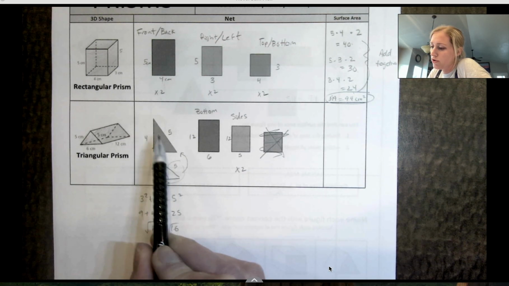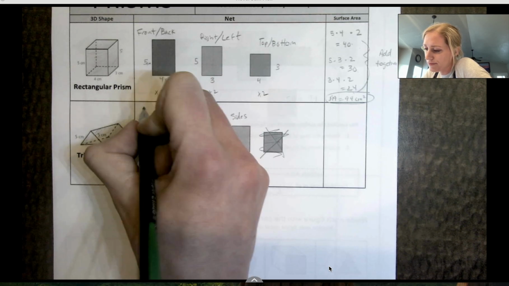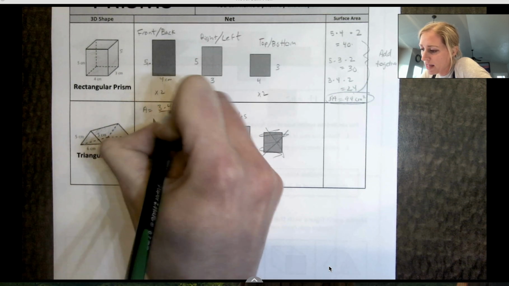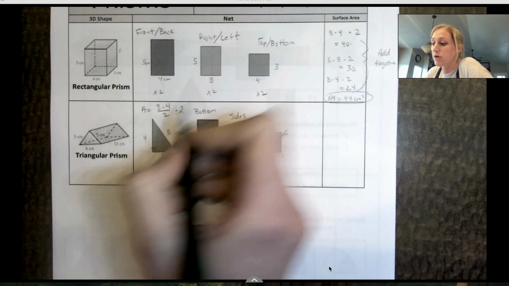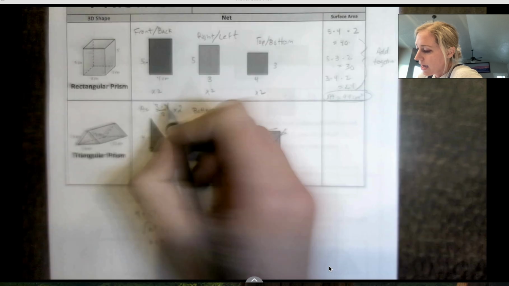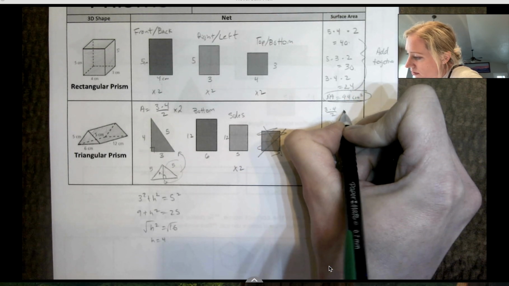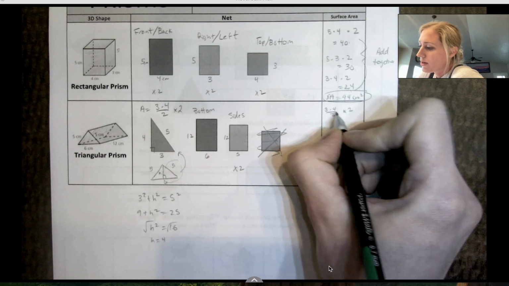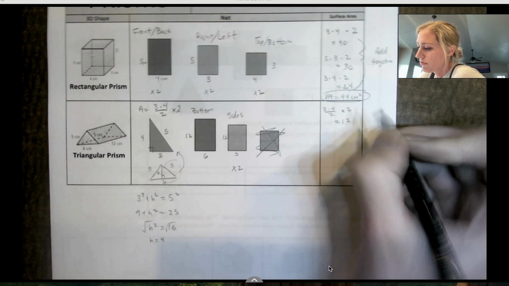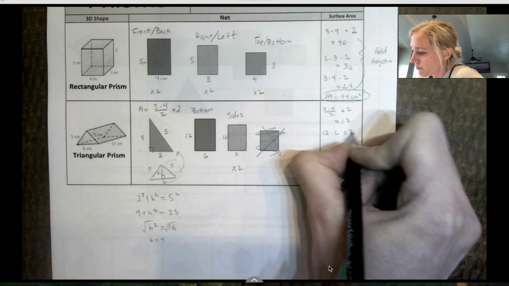So we have 2 of these triangles, right? So the area of this triangle is base times height divided by 2. So we've got 3 times 4 divided by 2, and then we have 2 of those, right? Times 2 for the 2 triangles. So here's what I got. I got 3 times 4 over 2 times 2. Okay, when I do that, I get 12 divided by 2 is 6, but times 2 again is going to give us 12. The bottom is 12 times 6, which is 72.